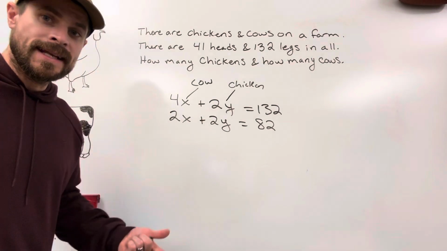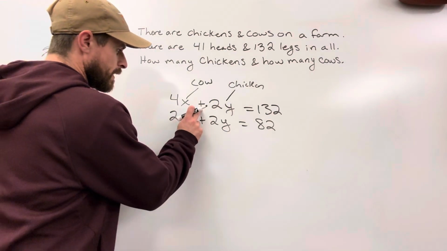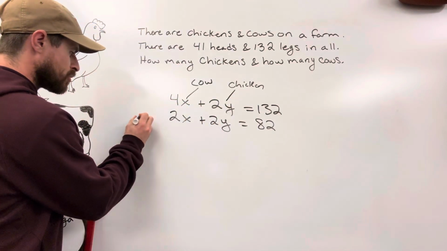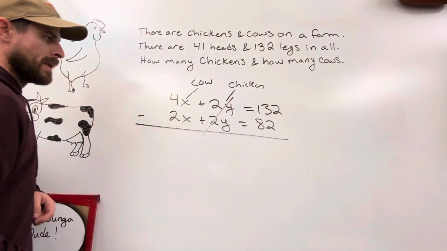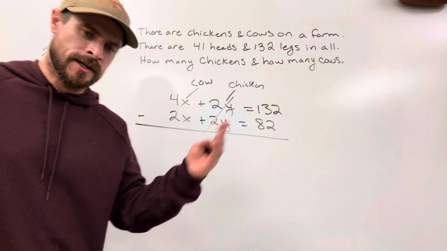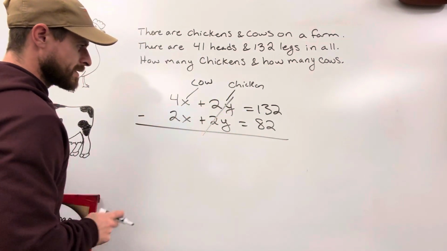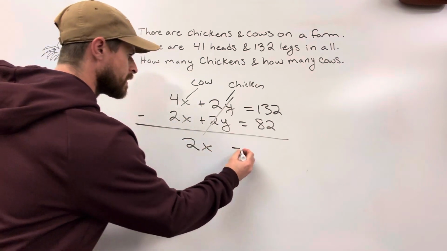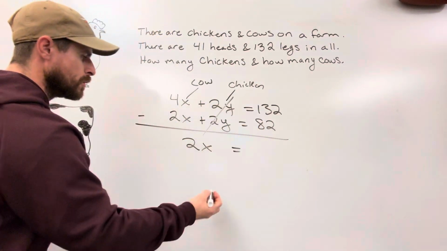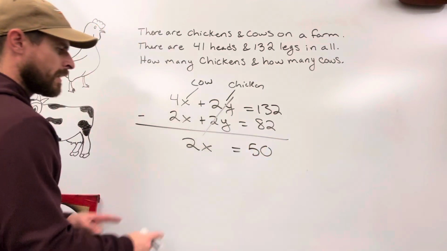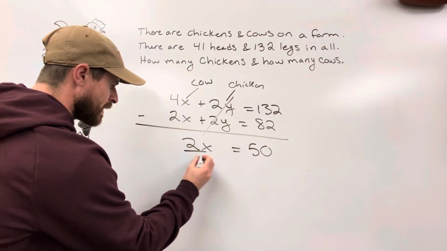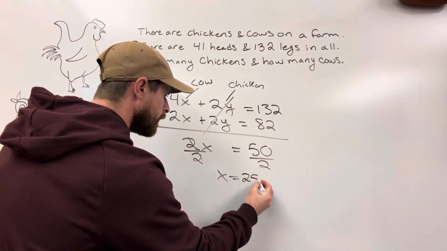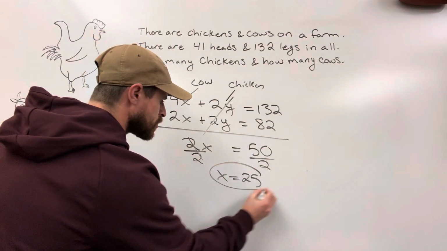Okay, when we're eliminating to solve a system, if this is plus 2y, this is plus 2y, and both of those terms are positive, you need to subtract to eliminate them. They're gone. Y's have disappeared, leaving me just with x's. So 4x minus 2x leaves me with 2x. 132 minus 82 leaves me with 50. We've got a 1-step equation we can solve by just inverse operating. Now I know x is equal to 50 divided by 2, which is 25.